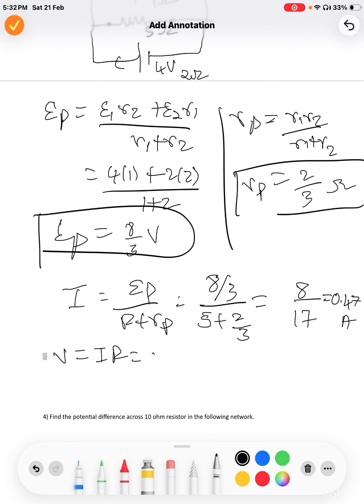And once we have the current, I can find V equal to IR. So I value 0.47 and it is into 5. 4.7 into 5, that becomes 2.351 volt. This is the voltage value and the current value is 0.47 ampere. So this is the practice question.